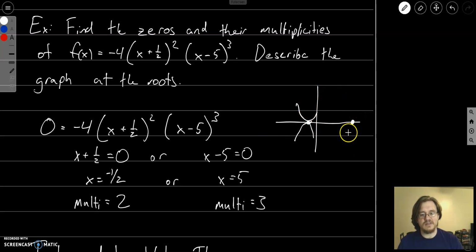Whereas at 5, our line is going to cross the x-axis because the multiplicity is odd. Now it could be coming up or it could be coming down. I'm not sure which one, but with a little bit more information, we could figure that out.